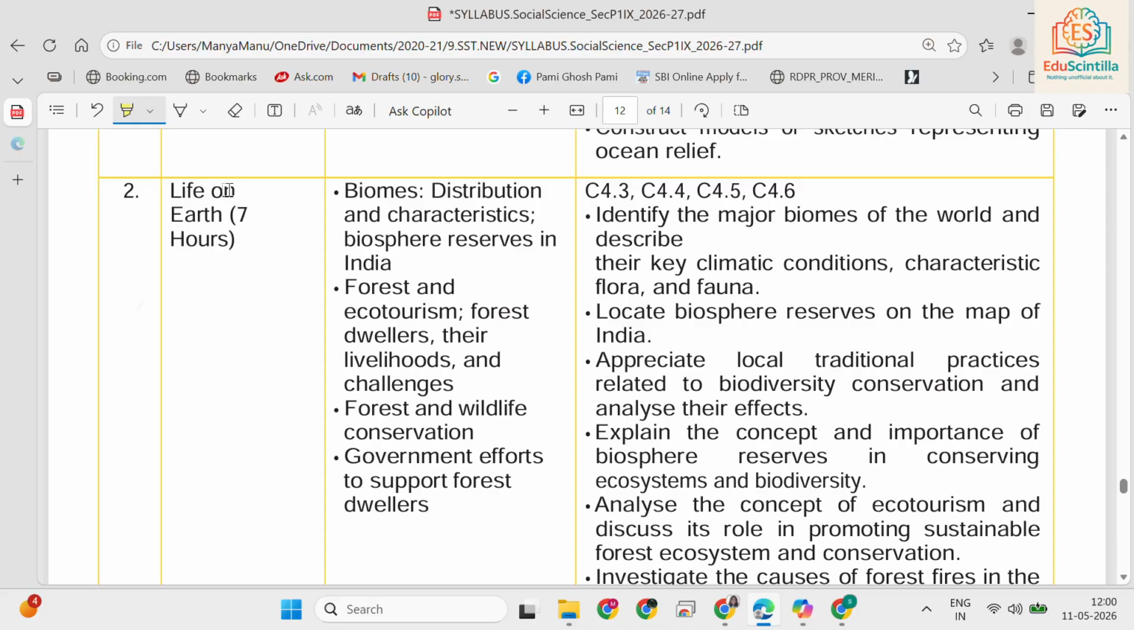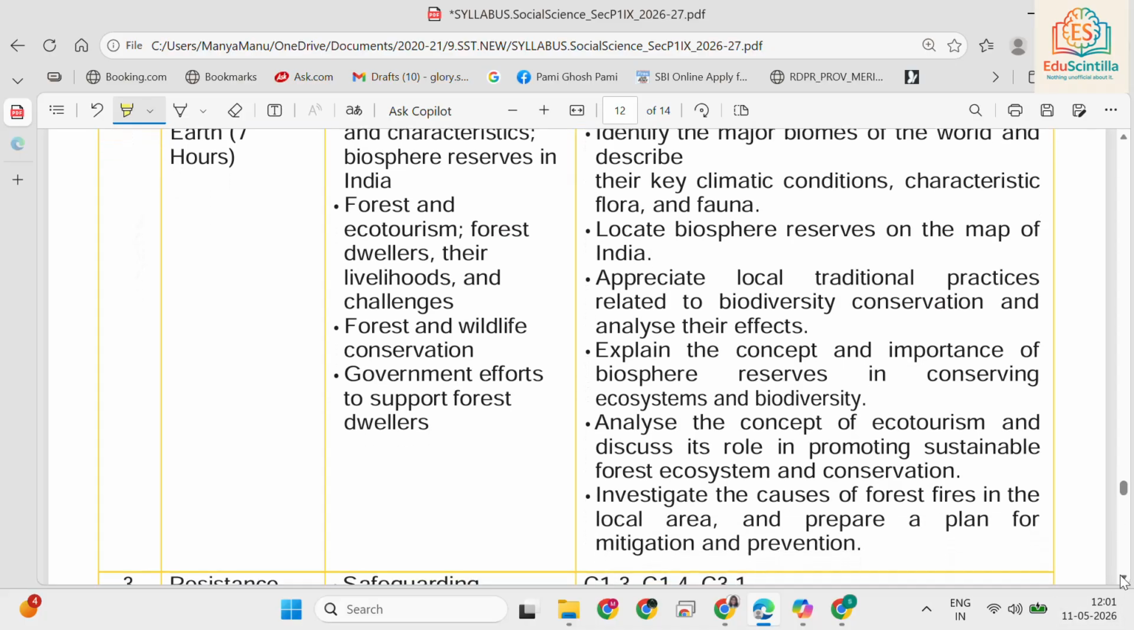Then theme 2 is life on earth. So time allocated is 7 hours. Biomes, their distribution and characteristics, forest and ecotourism, forest and wildlife conservation, government efforts to support forest dwellers. So have a look at the competencies and the outcomes.